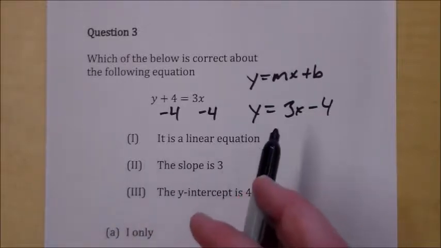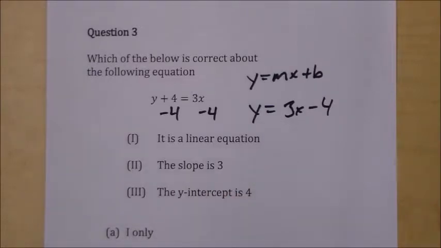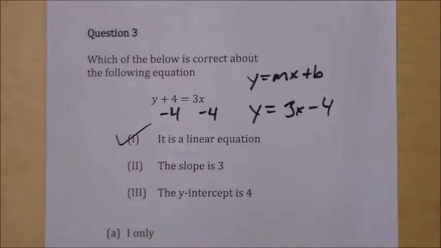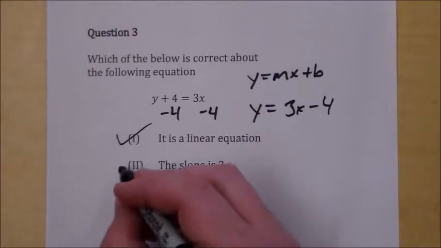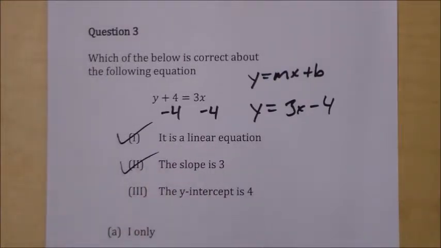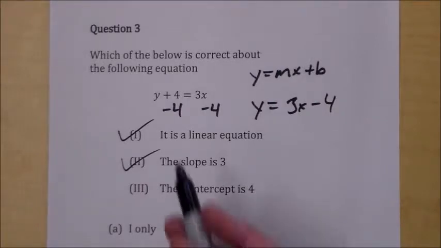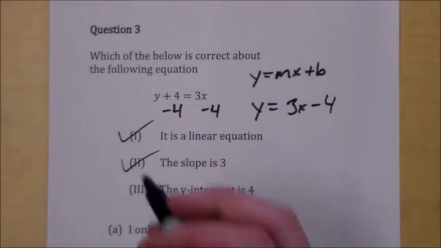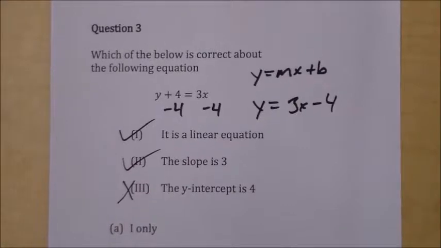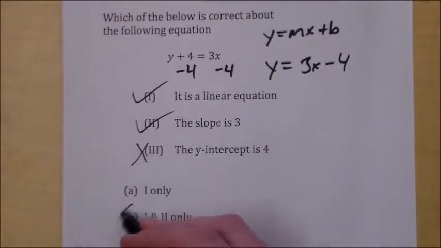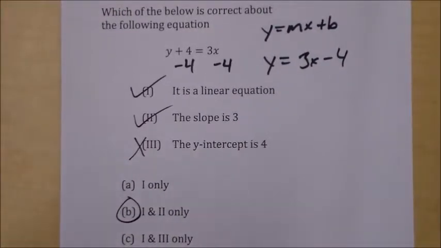All right, is it a linear equation? Yes, because you just have 3x. So there we go, rise over run is 3 over 1. Is the slope 3? You betcha. Is the y-intercept 4? No, the y-intercept is negative 4. Once you subtract 4 from either side of the equation, you'll find that the y-intercept is negative 4. So 1 and 2 are right, and only 1 and 2, we're good to go.